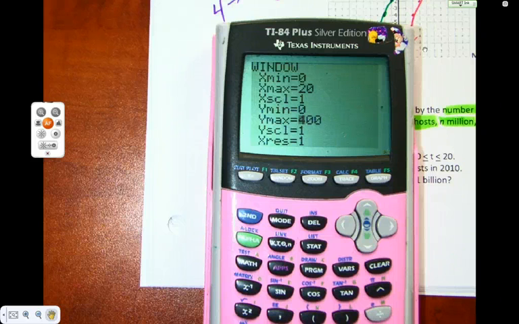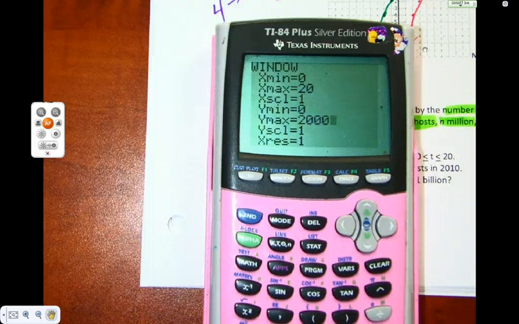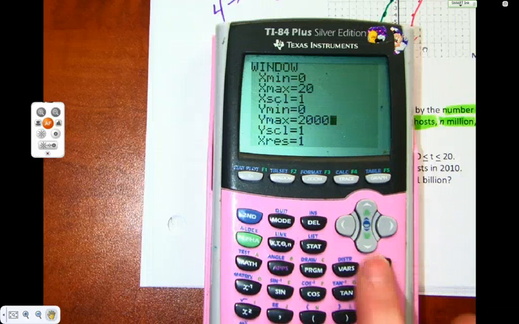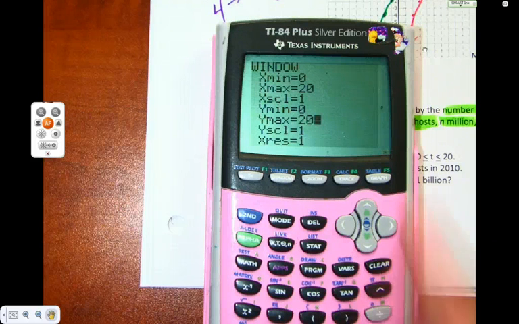So we want to look at 2,000 years after 1999? So if I put 2000, what am I saying here? 2,000 years after 1999, so probably that's a little too much. So 20 years would give us what year? Now, 2015, so that seems good. Okay, hit graph.